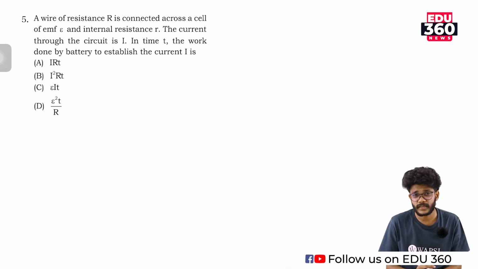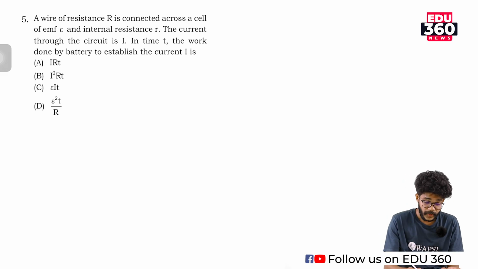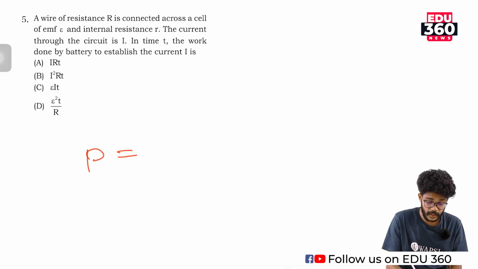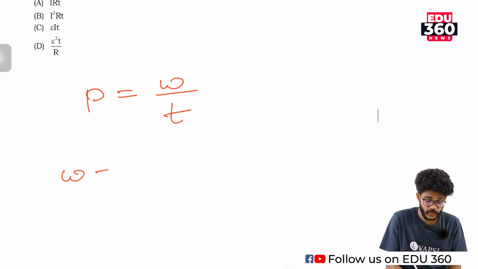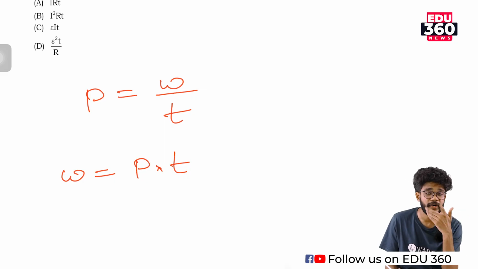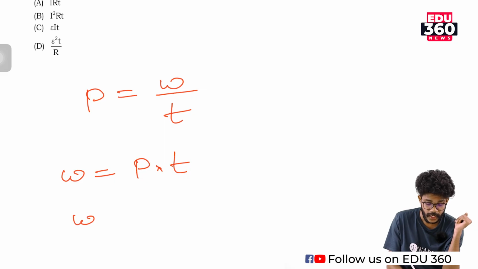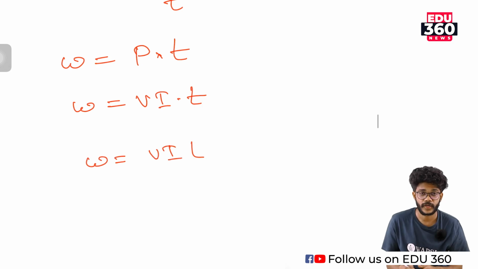So what is the equation which connects power and work done? Power is equal to work by time t. So work is equal to power into time t. And what is power? Power is nothing but the product of potential and current. So work is equal to VI into t. So work is equal to VIT.